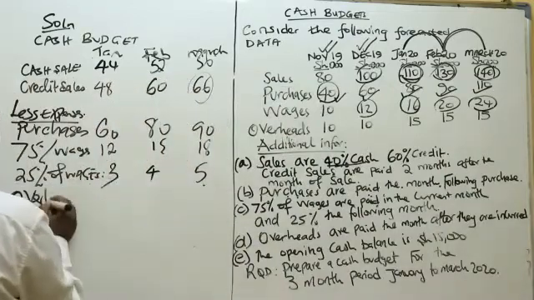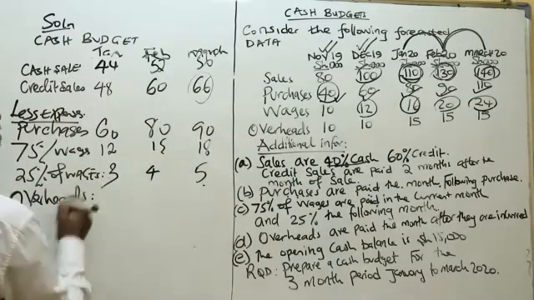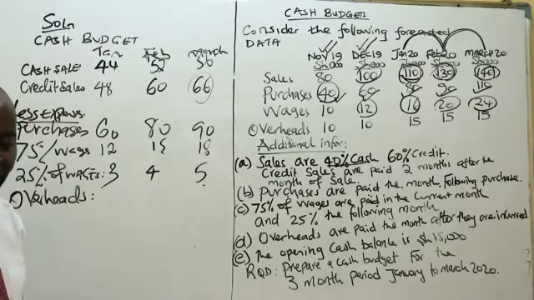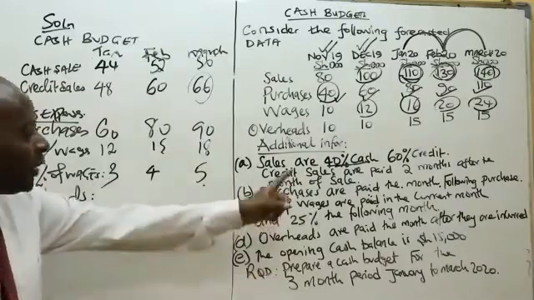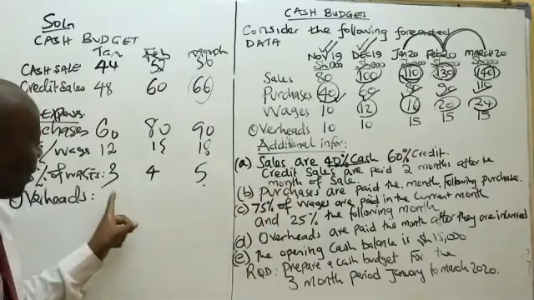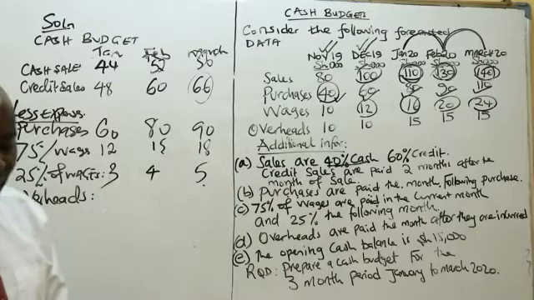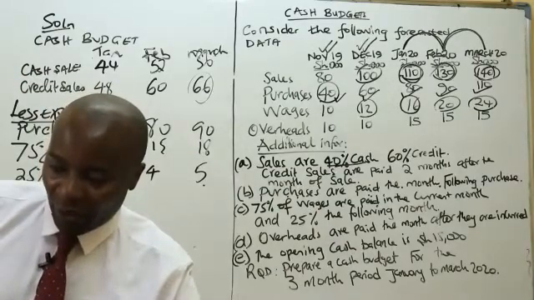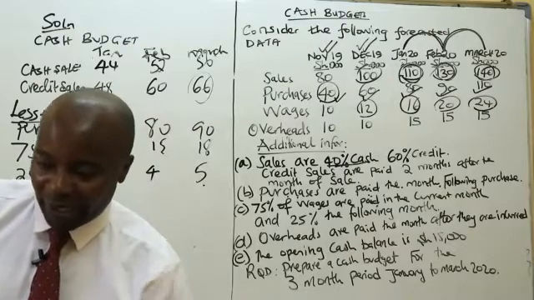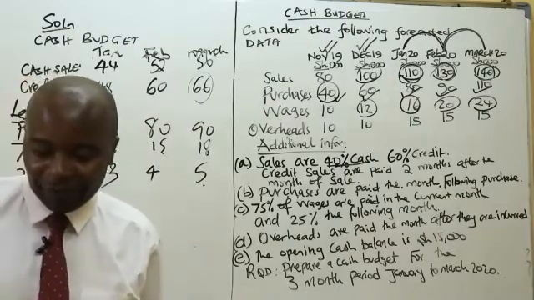Give me a row here for overheads. And please, given that language, could you kindly give me the overhead of the first month, the overhead of January? Please give me the overhead of January.